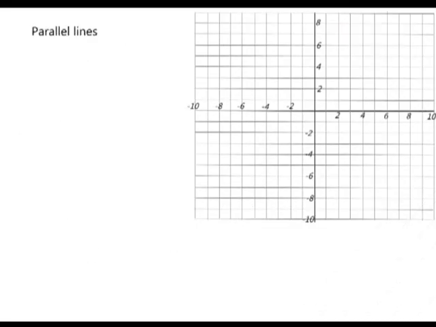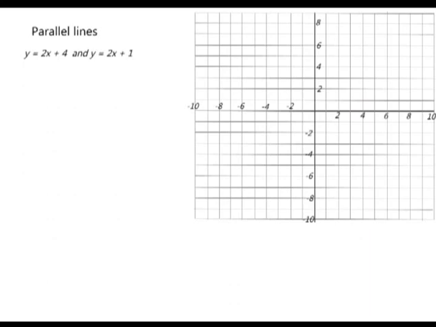Now let us look at parallel lines. Consider two lines with equations y is equal to 2x plus 4 and another line y is equal to 2x plus 1. Now we want to draw these two lines on the Cartesian plane.